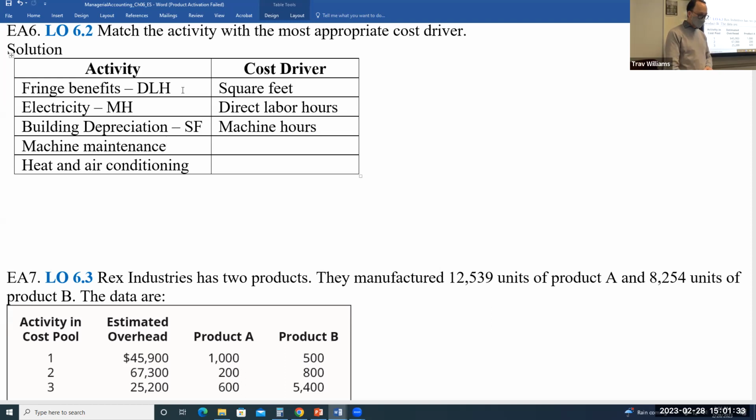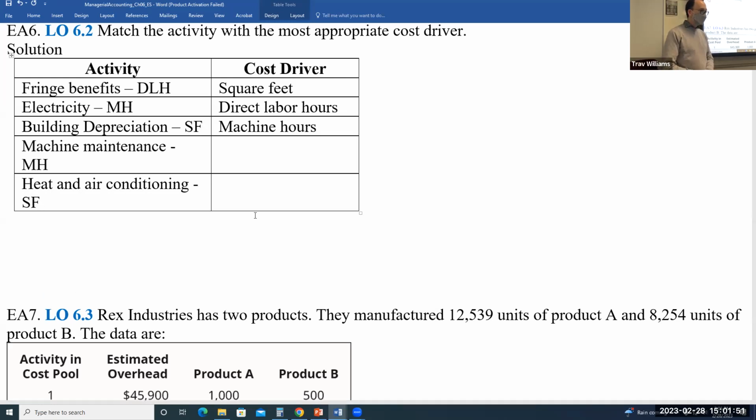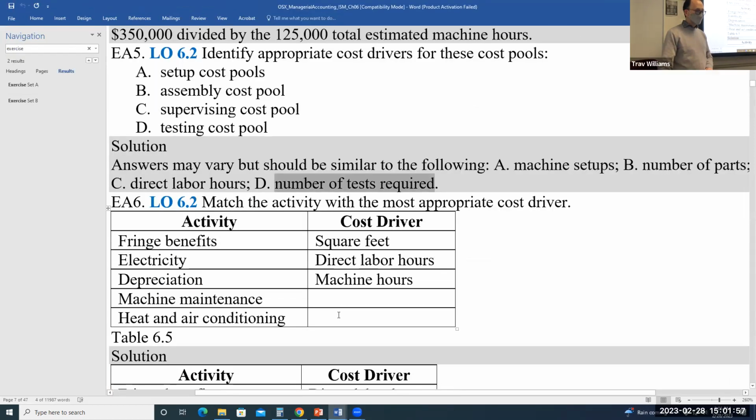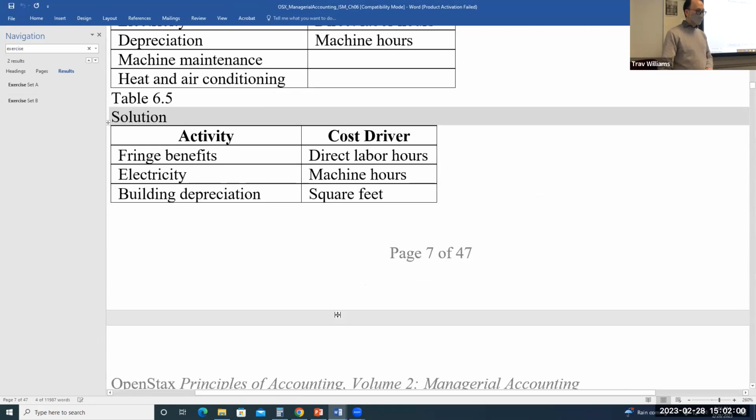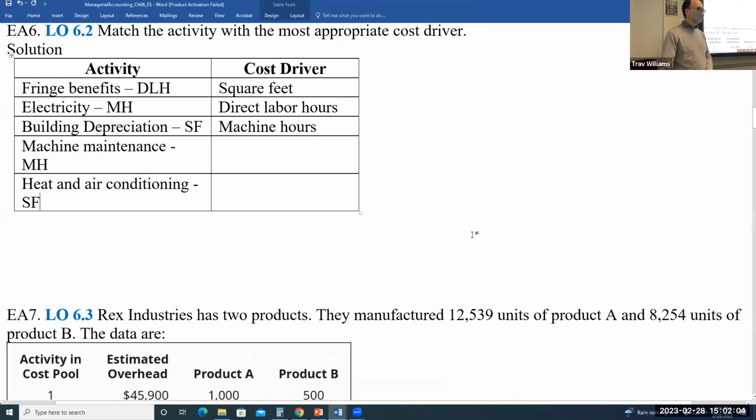Okay, what about machine maintenance? Yeah, the more you use your machines, the more maintenance they're going to need. And then heating and air conditioning, I kind of gave that one away, but that's probably going to be tied to square feet. Yep, that's what we put. Okay.